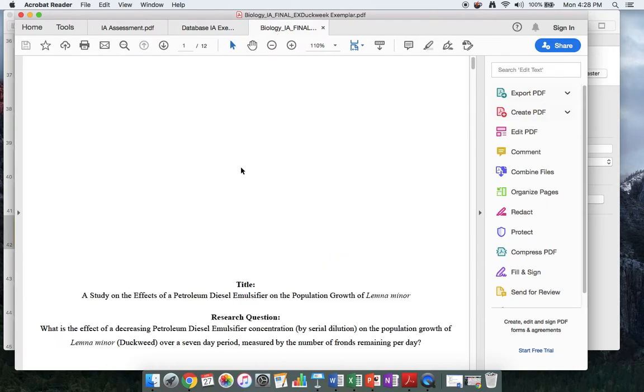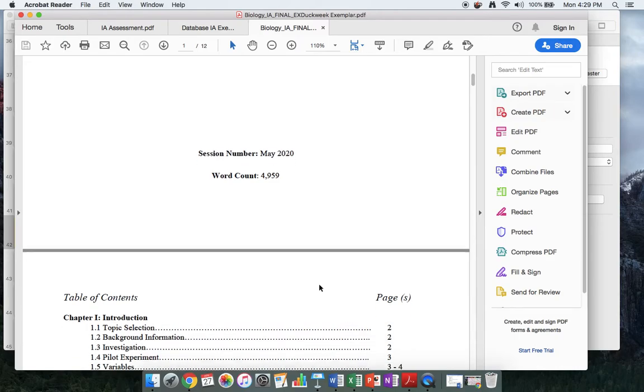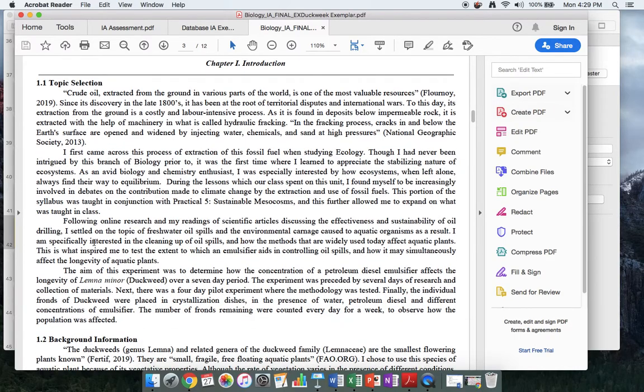Okay, this one. So this person's question is, what is the effect of a decreasing petroleum diesel emulsifier concentration by serial dilution on the population growth of Lemna minor, also known as duckweed, over a 7-day period measured by the number of fronds remaining per day? So in their topic selection, they cited some sources about their personal connection, which was about the environment and oil spills, something they're very passionate and interested in, which is a good reason to do it, and they cited sources for that, right? About what they're saying about fracking and other industry parts. There's 2 in-text citations here.